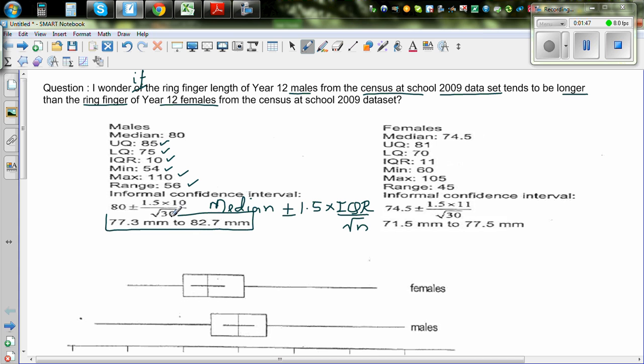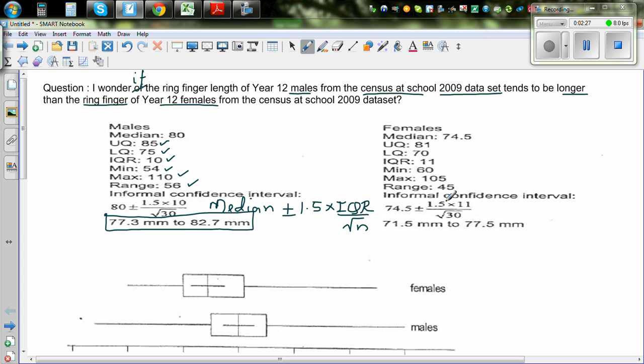Now what does this mean? This means that it's very likely for the median finger length of the males population to be between 77.3 and 82.7. So you took a sample. Based on the sample, you can make a claim that for the population of year 12 males, the ring finger length would be between 77.3 millimeters to 82.7.